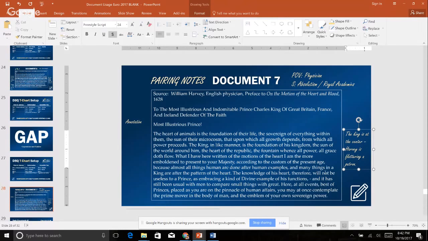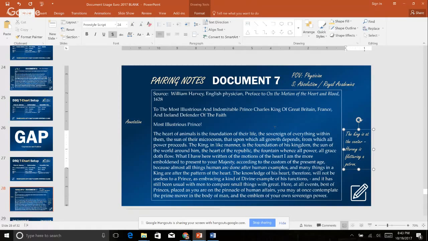The knowledge of this heart, therefore, will not be useless to a prince, as embracing a kind of divine example of his functions, and it has still been usual with men to compare small things with great. Here, at all events, best of princes, placed as you are on the pinnacle of human affairs, you may at once contemplate the prime mover in the body of man and the emblem of your own sovereign power.